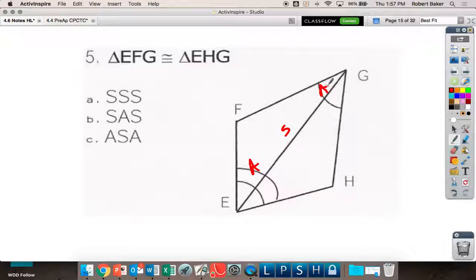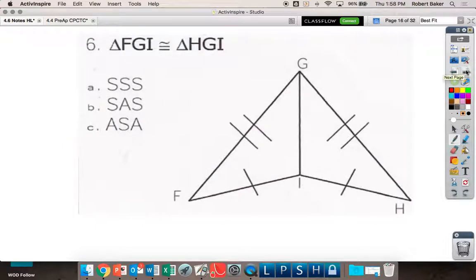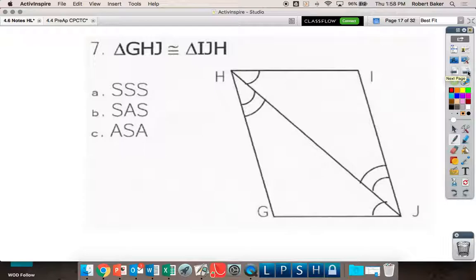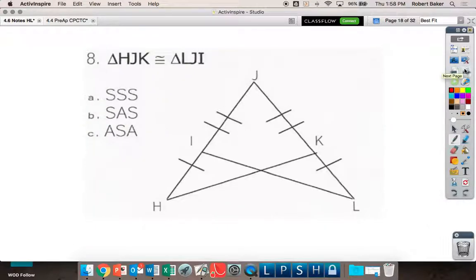Angle, side, angle. S, S, S. A, S, A. You're good. Why is this one weird? There's no vertical angles.